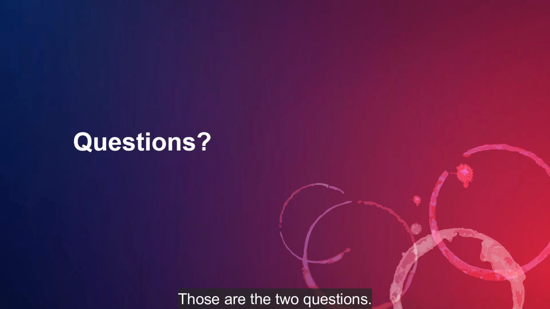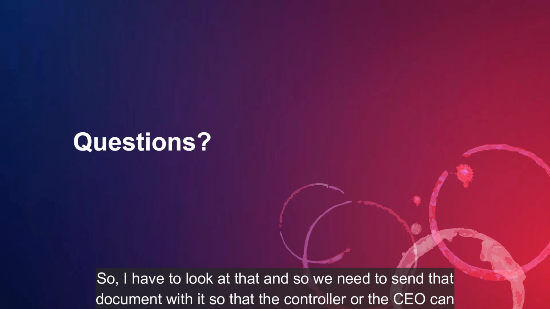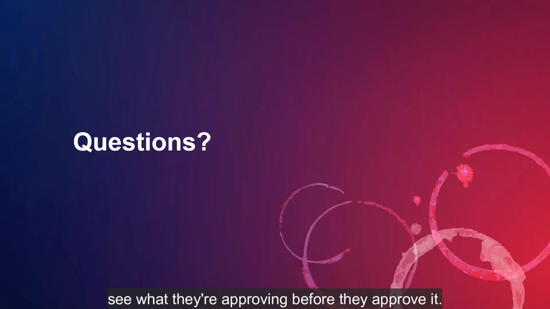Those are the two questions. I mean, if I was a controller, I'd ask those questions. So I have to look at that. And so we need to send that document with it so that the controller or the CEO can see what they're approving before they approve it. So that would then allow you to do that.